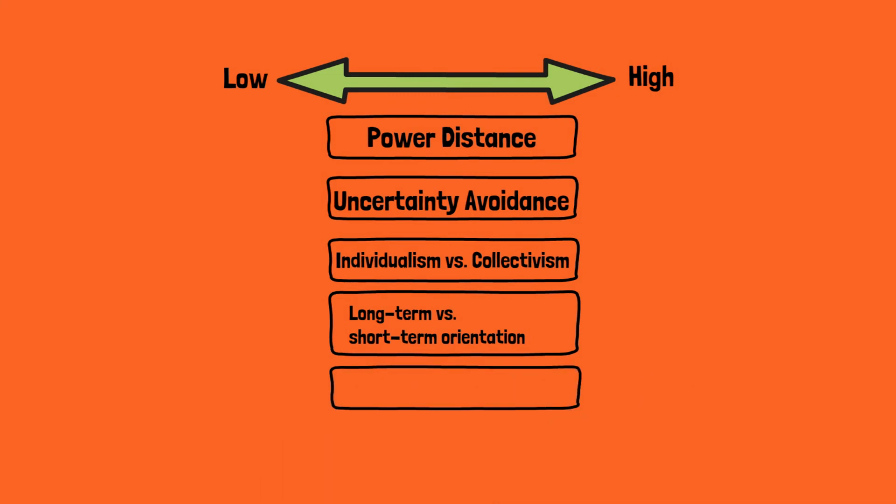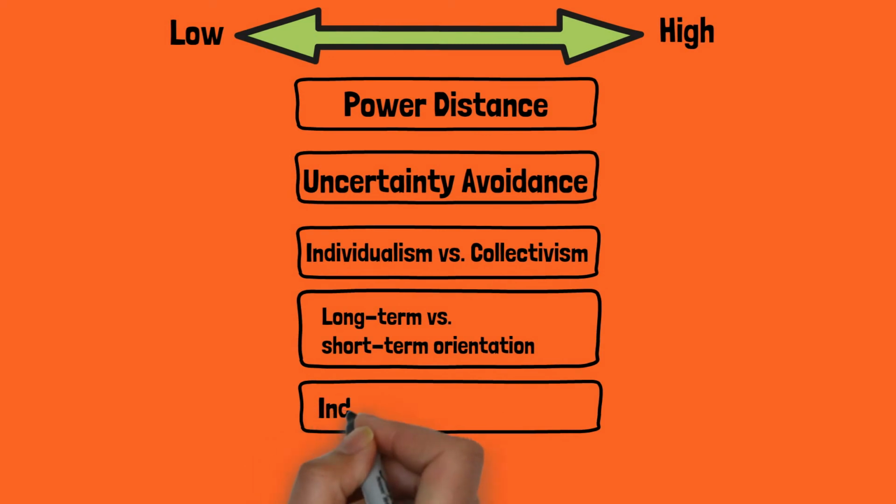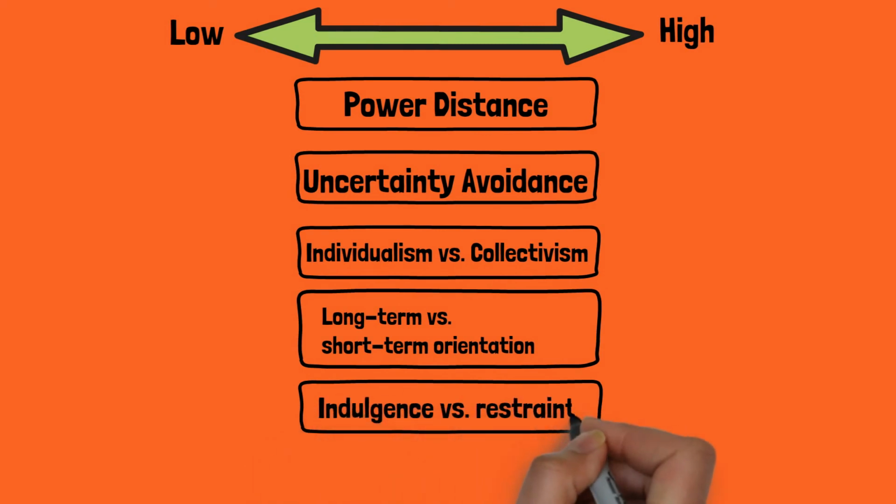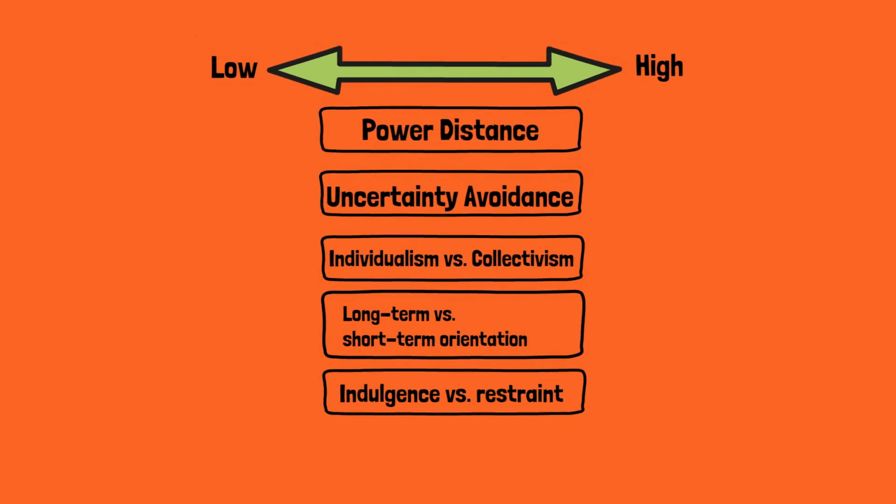Indulgence versus restraint. This is the degree towards which countries or companies have a need for immediate gratification as opposed to suppressing gratification in accordance with cultural expected standards of behavior. This dimension is rooted firmly in degrees of control over one's work life and personal outcomes.